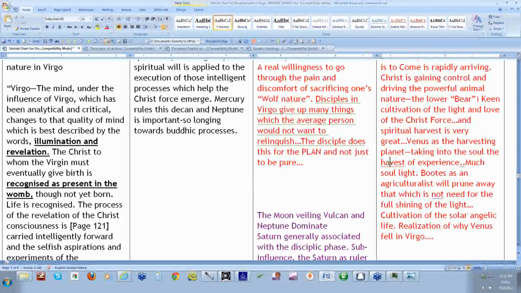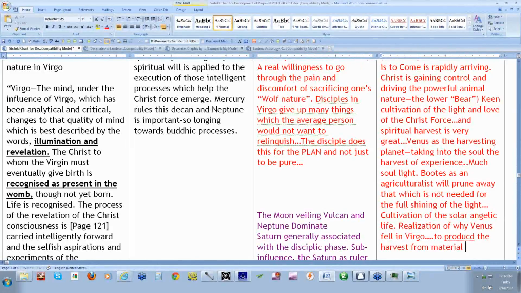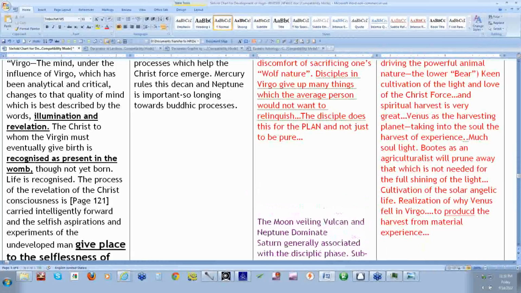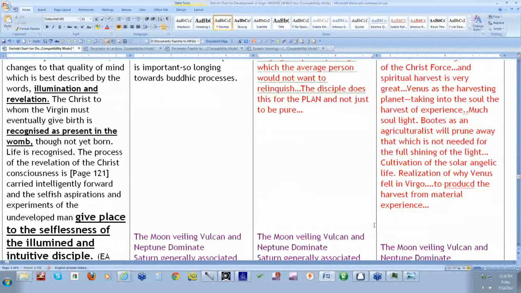I'm just beginning to realize that Bootes fits well there in that third decanate. Bootes as an agriculturalist will prune away that which is not needed for the full shining of the light, cultivation of the solar angelic life, realization of why Venus fell in Virgo to produce the harvest from material experience. I think that works well. Venus as the harvester, and I'm becoming more and more convinced, maybe you are too, that Bootes fits somehow in that higher position.